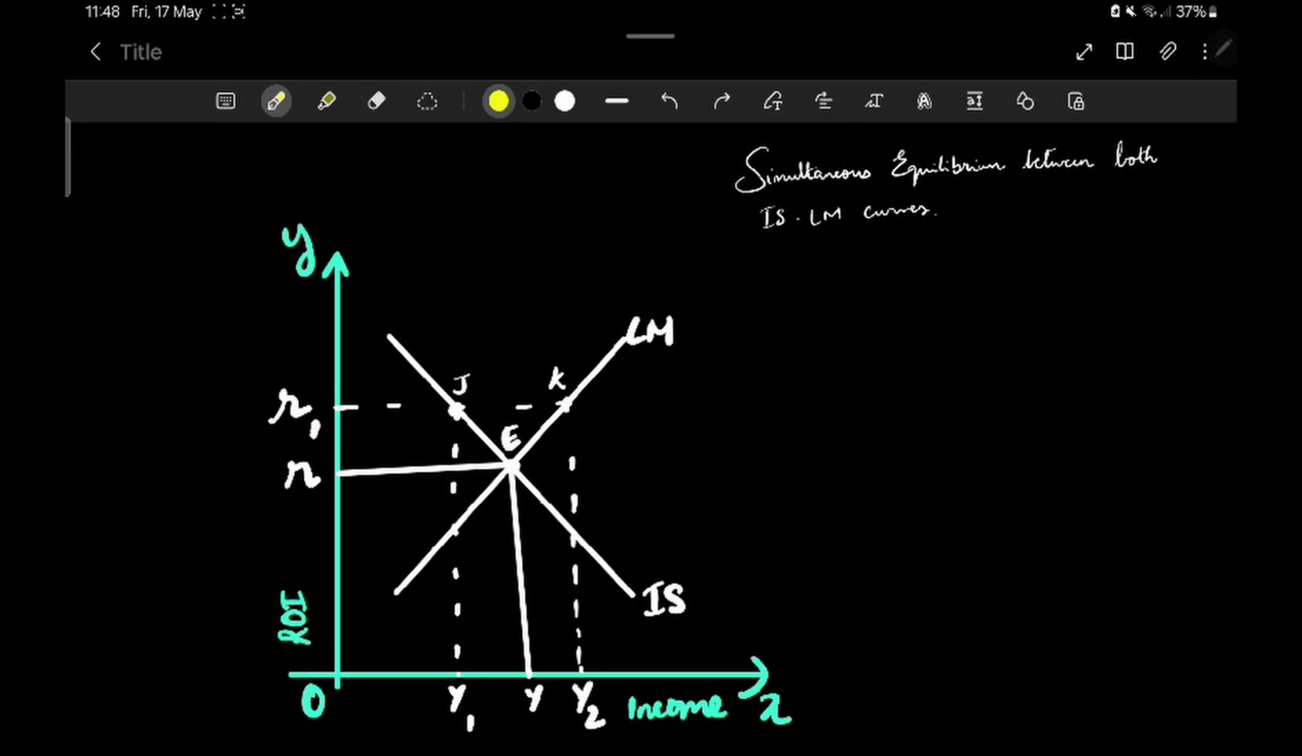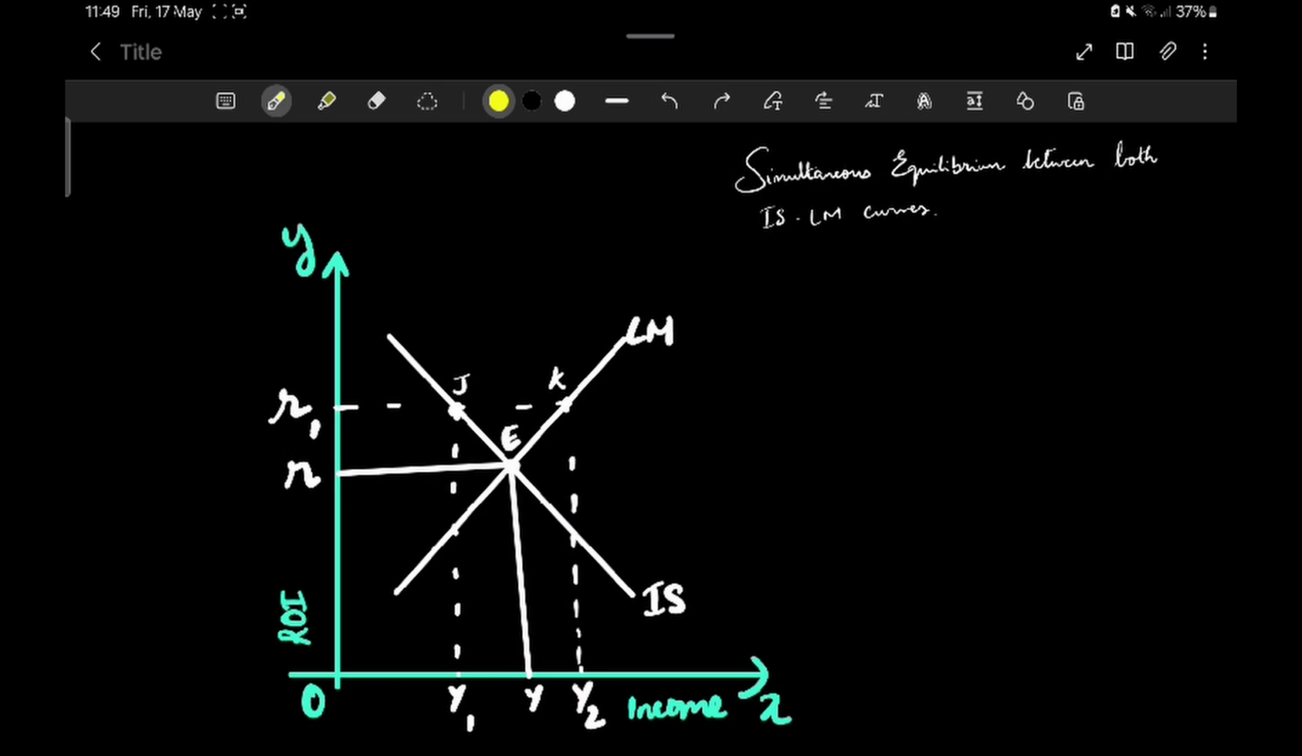In this diagram we have our ROI on the y-axis, our income on the x-axis. This is your national income. Your LM curve slopes upwards from left to right. Your IS curve slopes downwards from right to left.